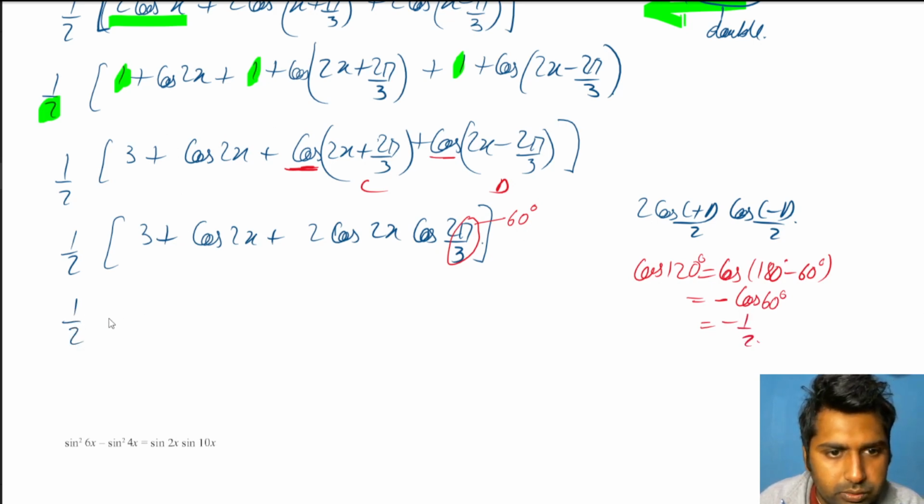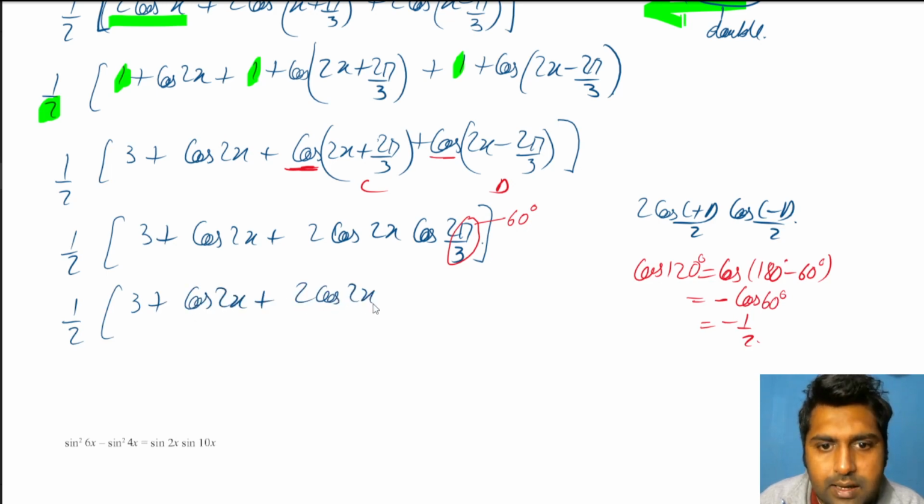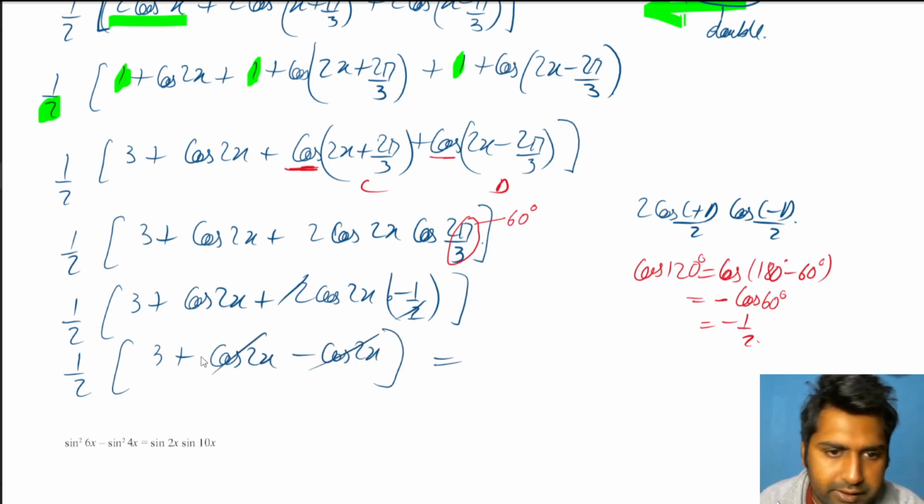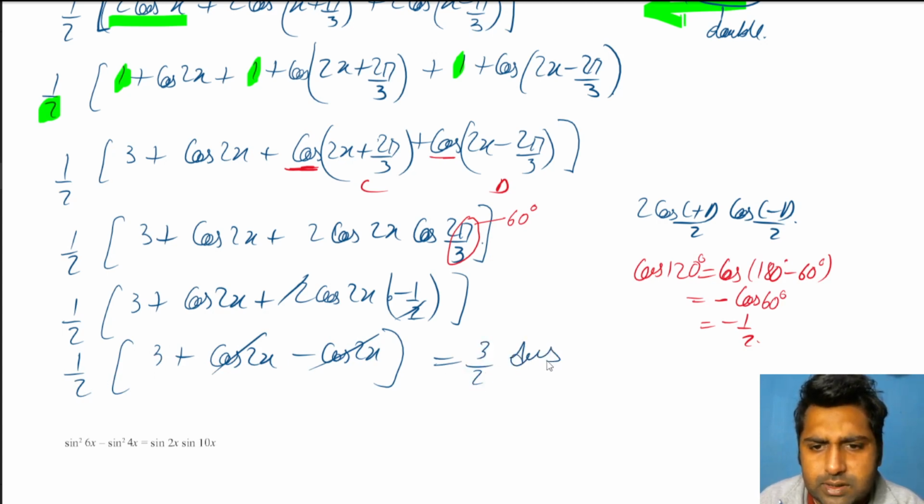So 1 by 2, 3 plus cos 2x plus 2 cos 2x and into minus 1 by 2. Now 2 cancels, and look at the expression now. 3 plus cos 2x minus cos 2x. Now I think pretty much everything is done. This cancels, so effectively we are left with 3, and outside there is 1 by 2. So 3 by 2, that's your answer.